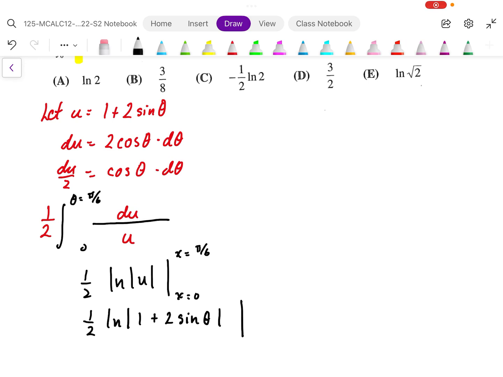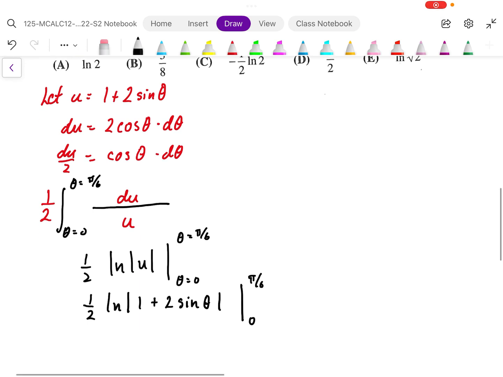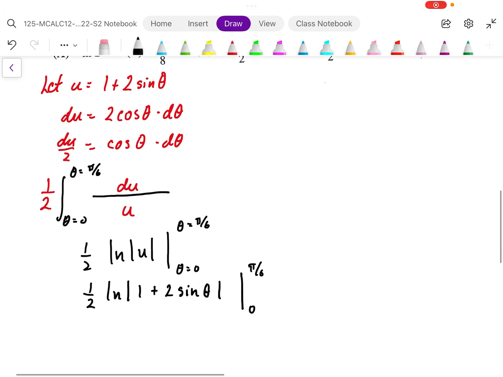Theta equals pi over 6. And I can express this in terms of theta of 0 to pi over 6. Maybe I'll just do this properly here. We should really state that as theta. And then now I can just substitute in my theta.